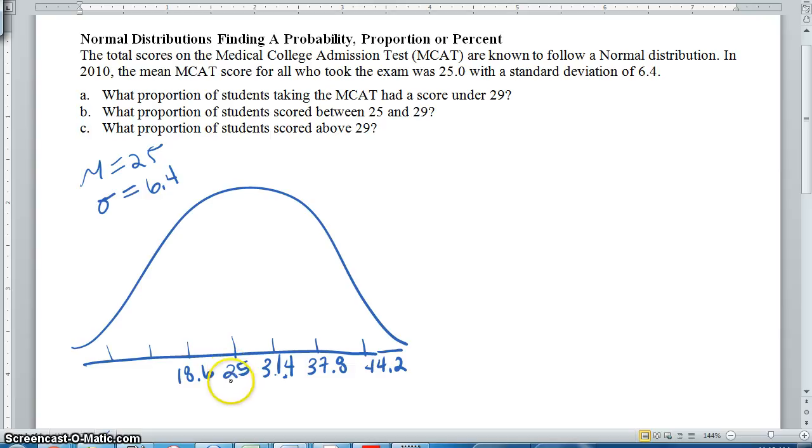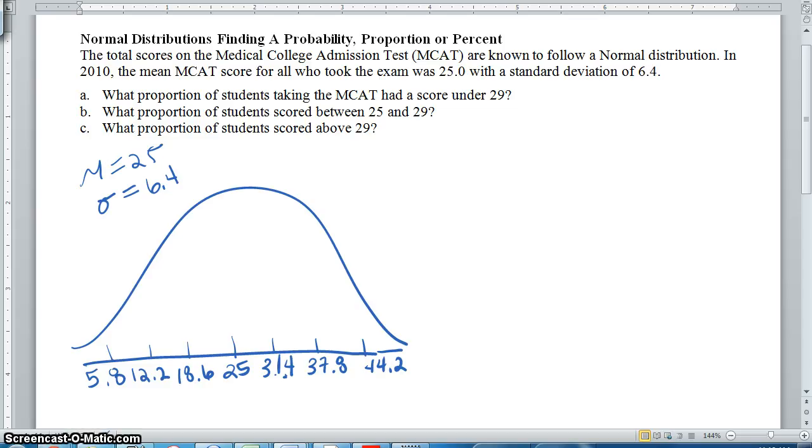And see, I'm simply subtracting 6.4 from 25 to get there, and then subtract another 6.4, so 2 standard deviations down is 12.2, and then 3 standard deviations down is 5.8. So this is what the distribution of MCAT scores looks like for the year 2010, and I want to find what proportion of students taking the MCAT had a score under 29.